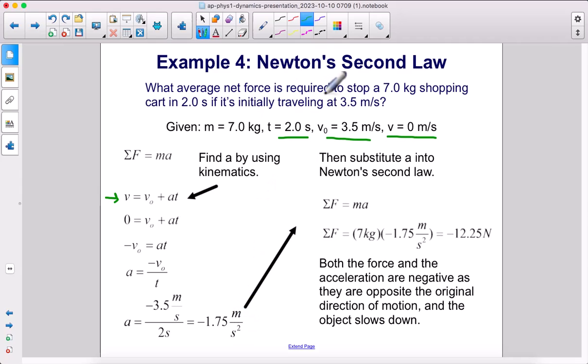squared. If this cart is moving in the positive direction, it must be accelerating in the negative direction in order to come to rest. Then we substitute that into Newton's second law, and we get a force of negative 12.25 newtons. Both the force and the acceleration are negative, as they're opposite the original direction of motion, and the object slows down. So in order to accelerate in the negative direction, you need a net force also in the negative direction.